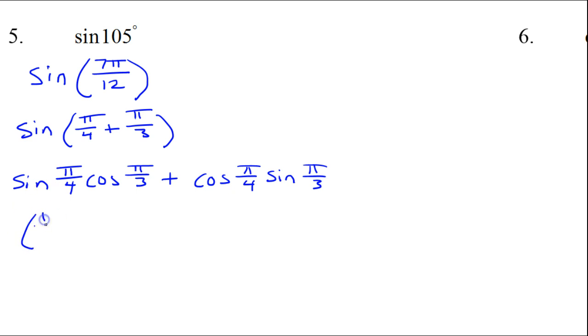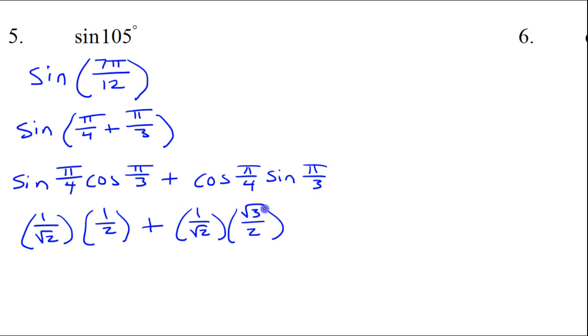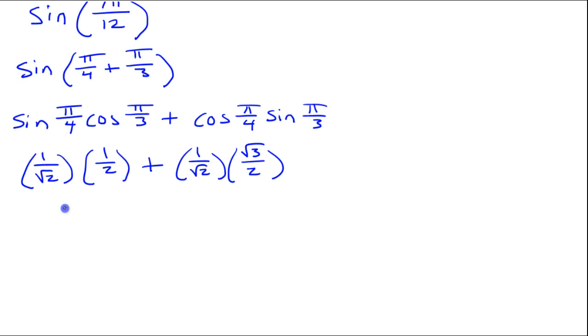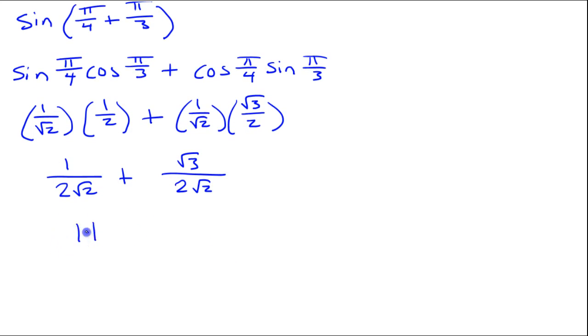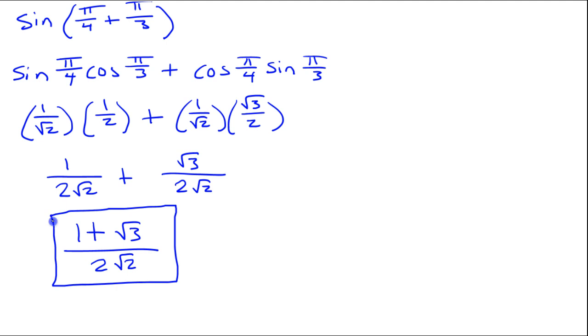Okay, so sine of pi over 4 is 1 over radical 2. Cosine of pi over 3 is 1 half. Cosine pi over 4 is 1 over radical 2. And sine pi over 3 is radical 3 over 2. These are all facts that we have memorized. Multiplying these, I get 1 over 2 radical 2. Multiplying these, I get radical 3 over 2 radical 2. Recognizing that I have like denominators, I have 1 plus radical 3 over 2 radical 2. So this gives us one form of the answer right now.